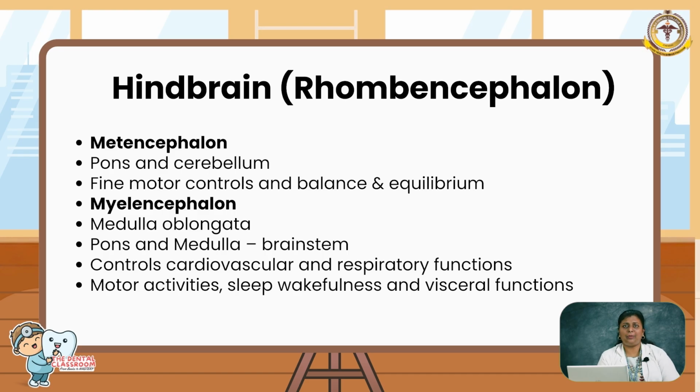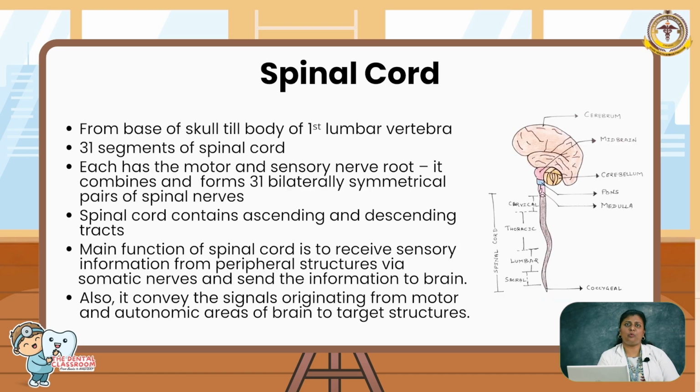So then we have completed the structure of the brain. Now we are moving to the spinal cord. The spinal cord starts from the base of the skull and ends at the first lumbar vertebra. The spinal cord has 31 segments. Each segment will have motor and sensory nerve roots on either side. So it will have 31 bilaterally symmetrical pairs of spinal nerves, which carry both sensory information and motor information. The spinal cord also contains nuclei for ascending tracts and descending tracts also pass through the spinal cord.